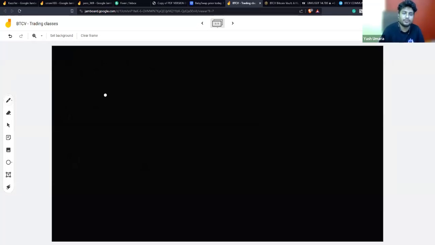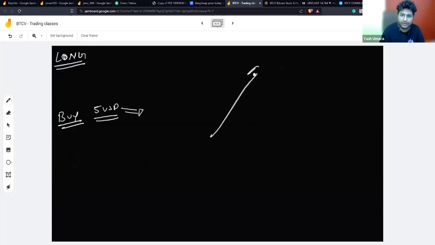Suppose you bought a coin around 5 USD. That's a buy signal. This is what we call a long position. In a long position, we want the market to move in the upward direction. So let's say the market moved up and you sold everything around $8. Good, great. Now you made a profit. Everything is good.